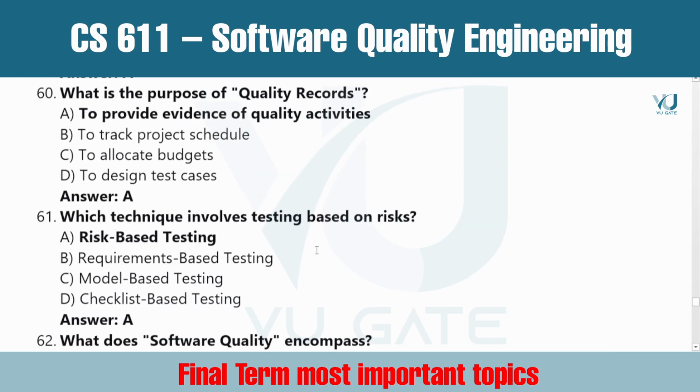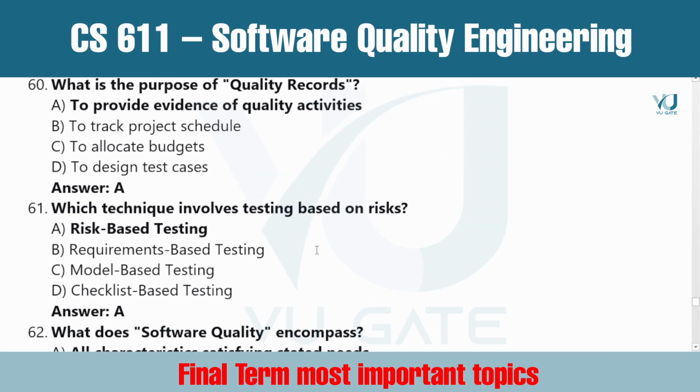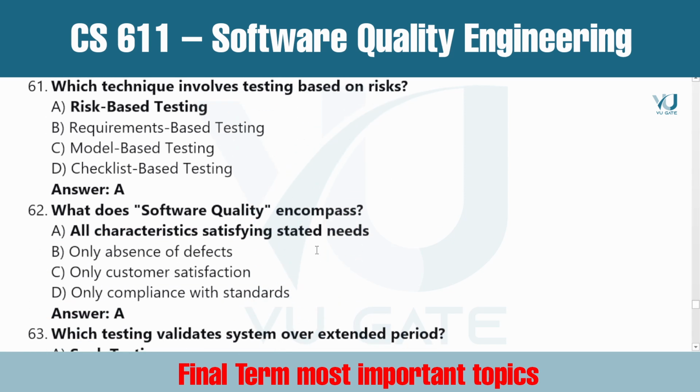Question 60. What is the purpose of quality records? The correct answer is option A, to provide evidence of quality activities. Question 61. Which technique involves testing based on risks? The correct answer is option A, risk-based testing. Question 62. What does software quality encompass? The correct answer is option A, all characteristics satisfying stated needs.